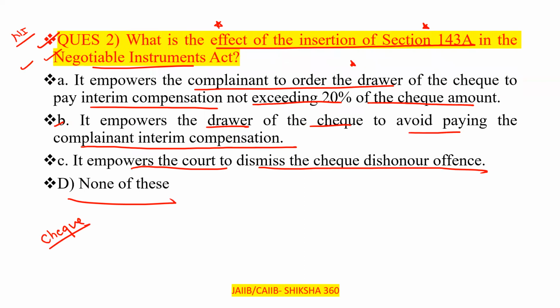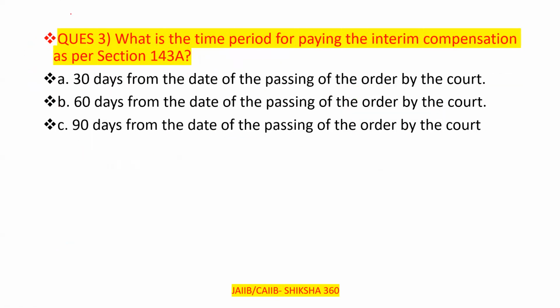So what will be the answer here? Please tell fast. Option one: it empowers the complainant to order the drawer of the check to pay interim compensation not exceeding 20% of the check amount. Second, it empowers the drawer to avoid paying interim compensation. Third, it empowers the court to dismiss the check dishonor offense. Fourth, none of these. What will be the correct answer? Option A will be the correct answer here. So kindly participate. That's why I am discussing the theory first, so that you are able to understand. Now move to the next question.